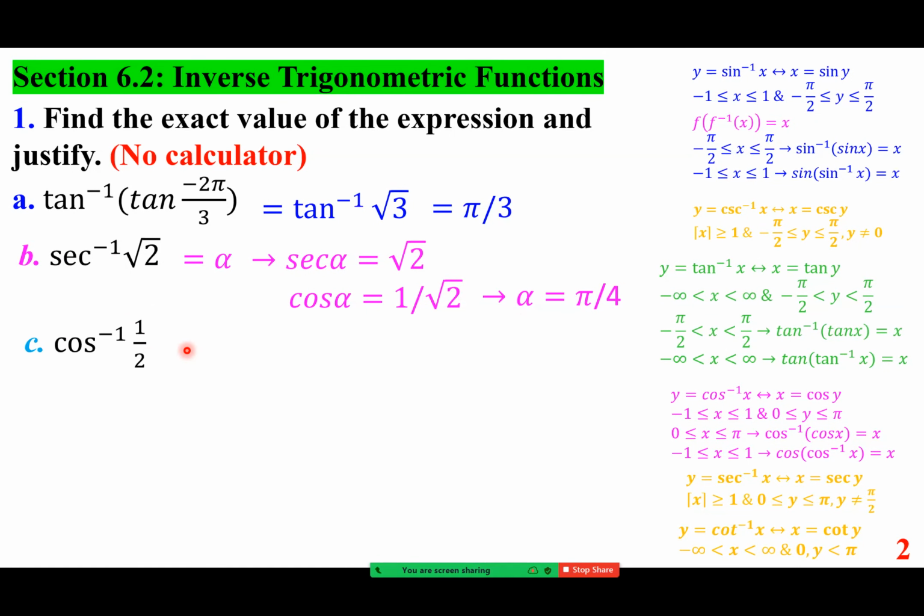Cosine inverse of 1/2: again, let's set it equal to some variable such as theta. Therefore, by definition, cosine theta becomes 1/2, and therefore theta is pi over 3.